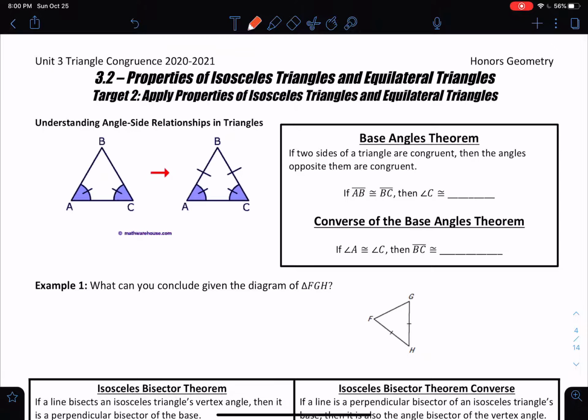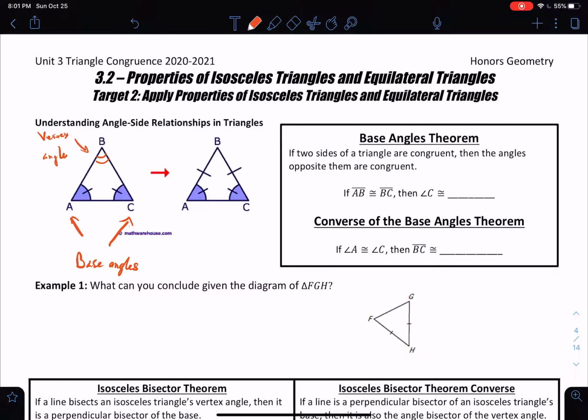In this video, we're going to dive deeper into properties of isosceles and equilateral triangles. If you remember from our previous video, isosceles triangles are triangles that have at least two congruent sides, and an equilateral triangle is a triangle where all three sides are congruent. All right, so in an isosceles triangle, we have two base angles, and the top angle is called the vertex angle.